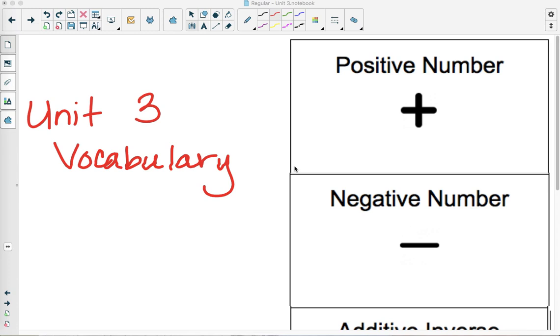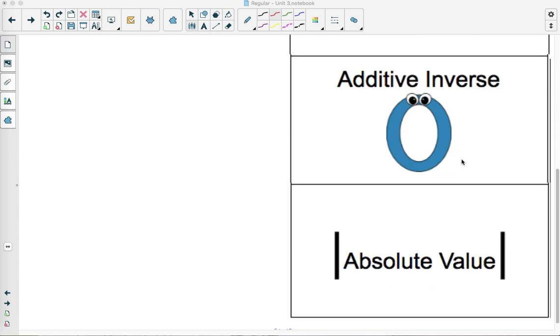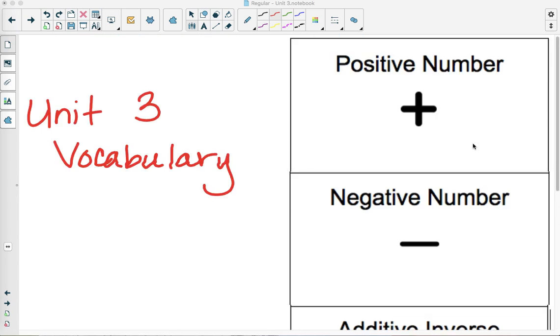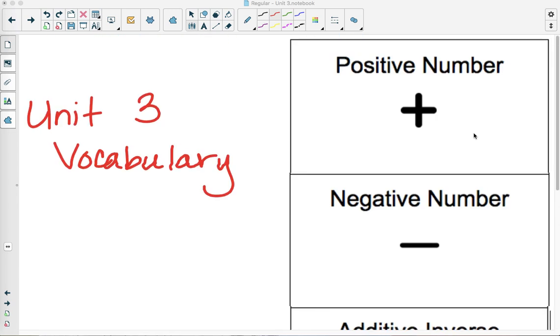Graders, today we are going to focus on our Unit 3 vocabulary. So in front of you, you should have a pencil and your notes page that has positive numbers, negative numbers, additive inverse, and absolute value on it. This is the front side.